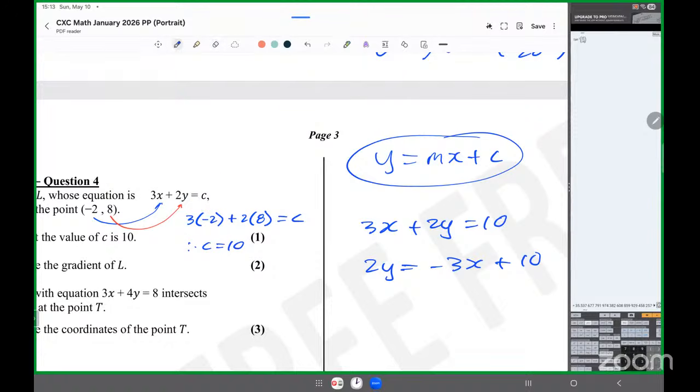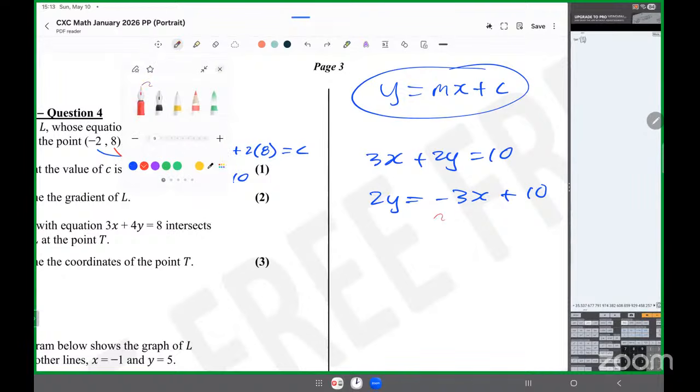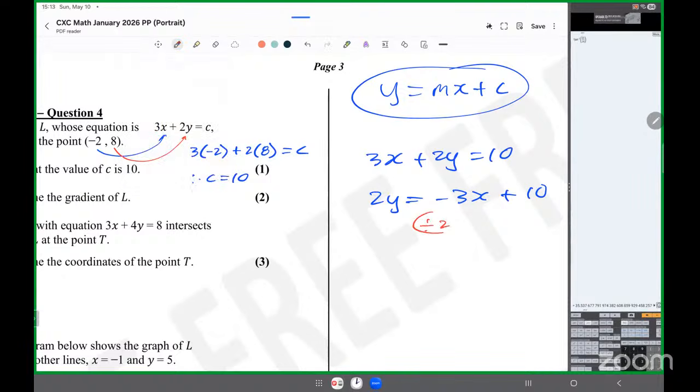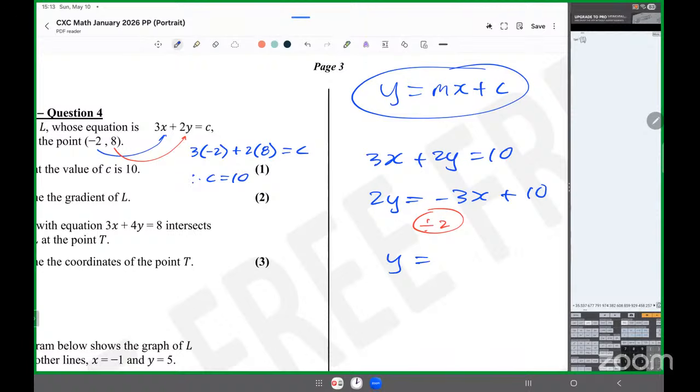Now, to make y alone the subject, we need to divide by this 2. We divide each value by 2. So I divide 2 by 2, or we'll say multiply 2 by a half, whichever you want to look at it. Dividing by 2, you're going to get y equals negative 3 over 2 times x.